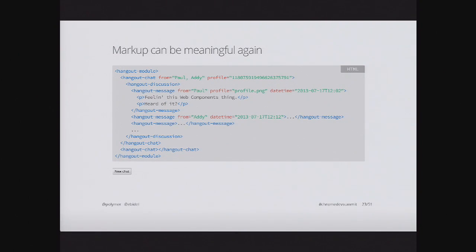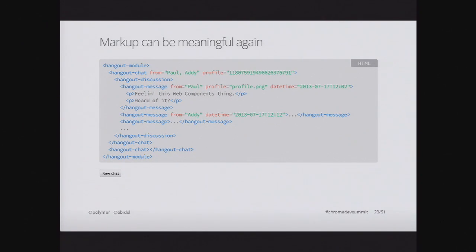So what if markup was meaningful again? If you take the Gmail chat example, and you can imagine a world in the case of web components where you're declaring everything, and it's very descriptive. You know exactly what's going on in this web application. So I have a Hangouts module element that I've created. Within that, there's components such as a Hangout chat. I know who it's from. It's from Paul and Eddie, just by an HTML attribute. This is how you configure this tag.